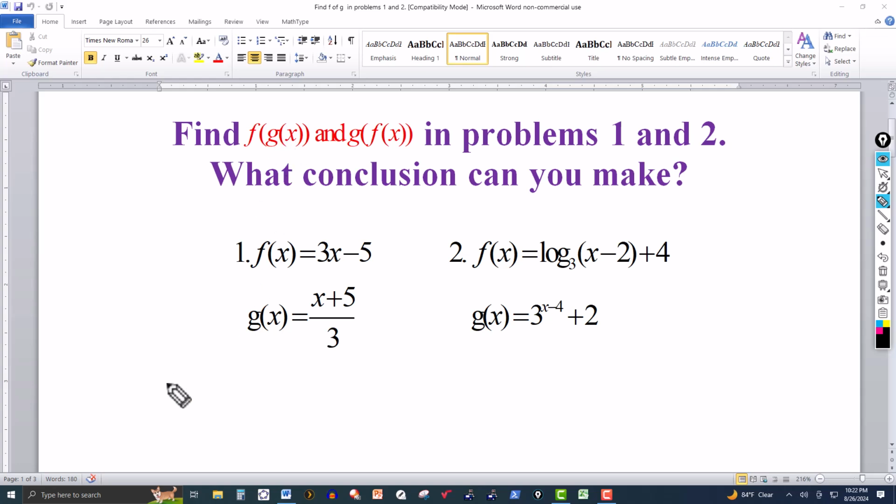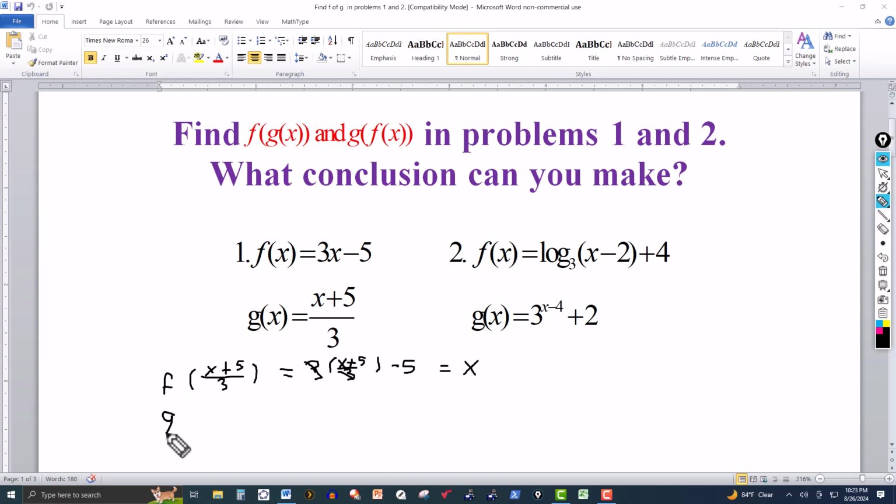Same sort of thing. So for the first one, if I want to find f of g of x, g of x is x plus 5 over 3. So replace the x in the f function by that. So this will give me 3, and in place of the x, x plus 5 over 3. Then we have the minus 5, and of course the 3 and the 3 cancel off, and then we've got a plus 5 and a minus 5, that cancels. We're left with x. So that's f of g of x.